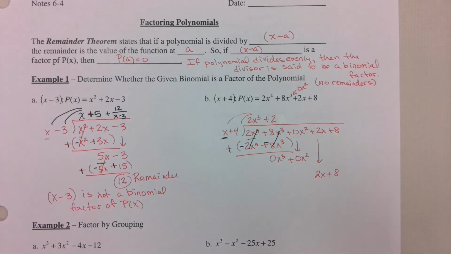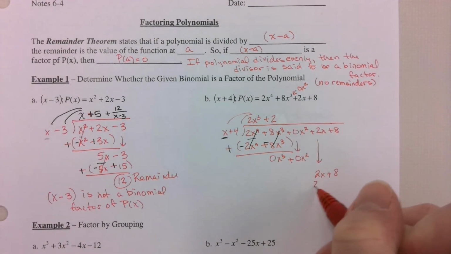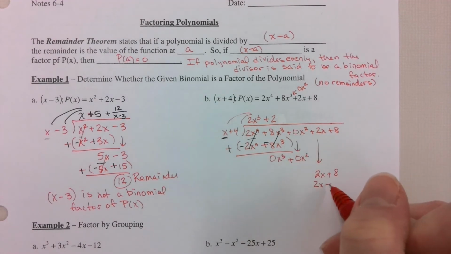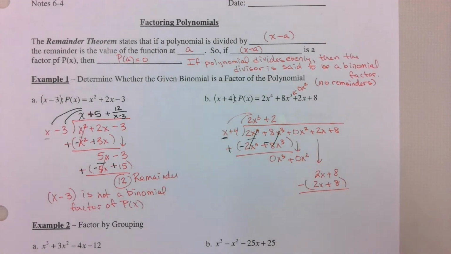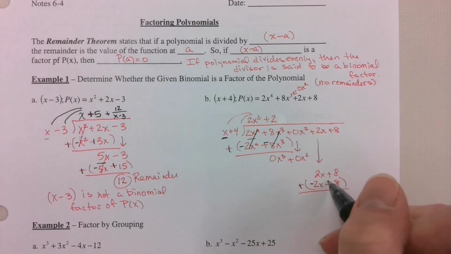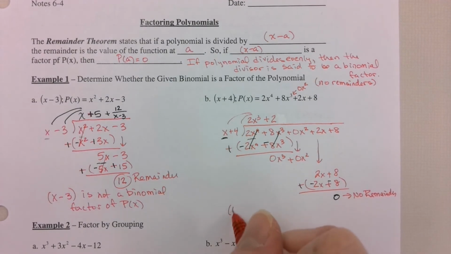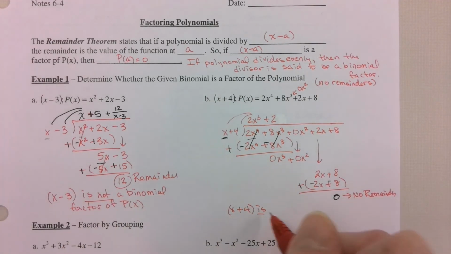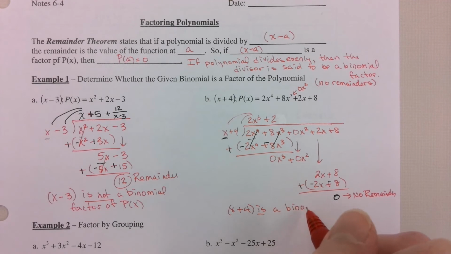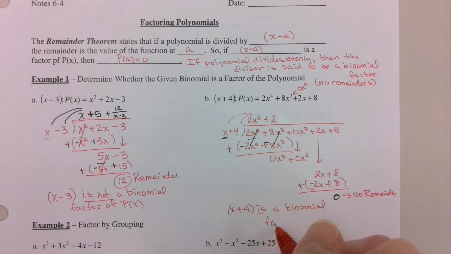All right, so we would take our 2 times x and get 2x, and our 2 times 4 and get plus 8. And when I go to subtract, I get a remainder of 0. And because I have a remainder of 0, this divided evenly, which means that x minus 4 is a binomial factor of p of x.